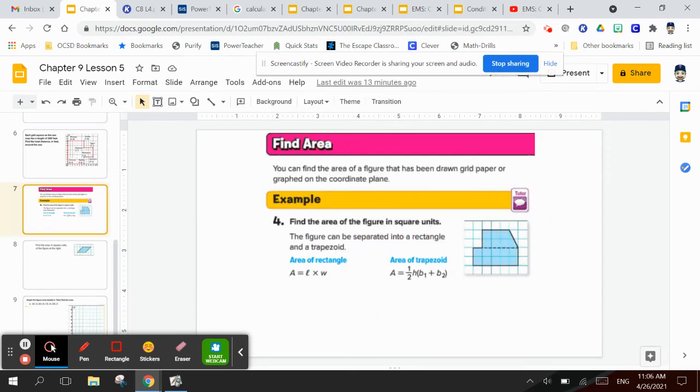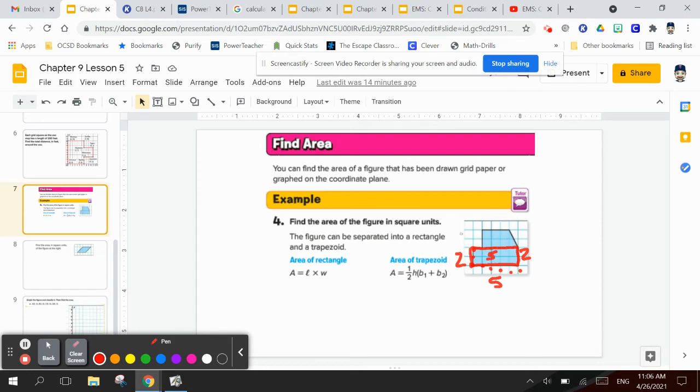So to find the area then, when you have those, you can find the area of each figure that is drawn on grid paper or graphed on a coordinate plane. So number 4, if we were to find the area of this figure below, again, I would start at one central point and I'd find my rectangle first. So I know that this is 1, 2 units. So I know this side is 2 units because it's a rectangle. The other side is 1, 2, 3, 4, 5. So if this is 5 units, I know this is 5 units.